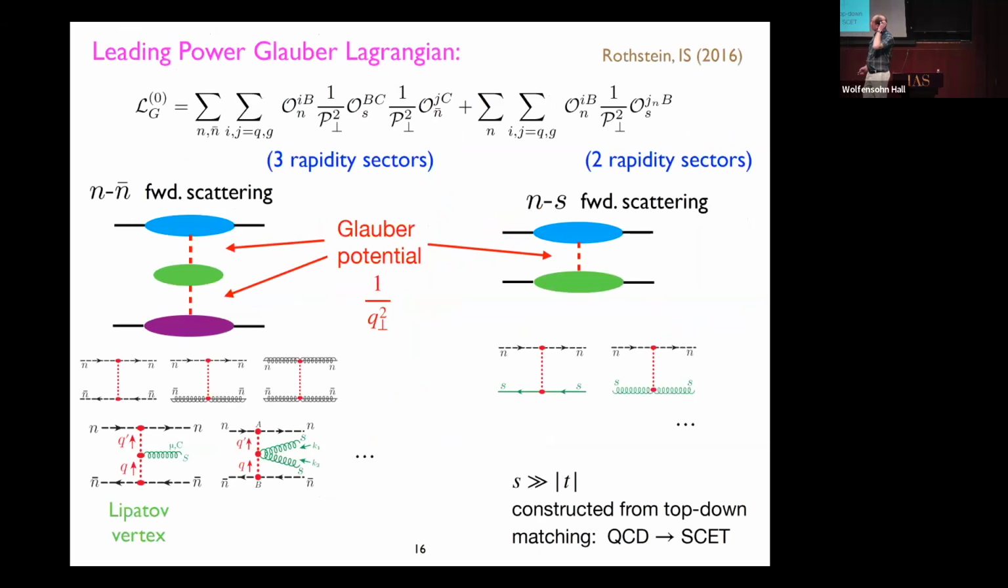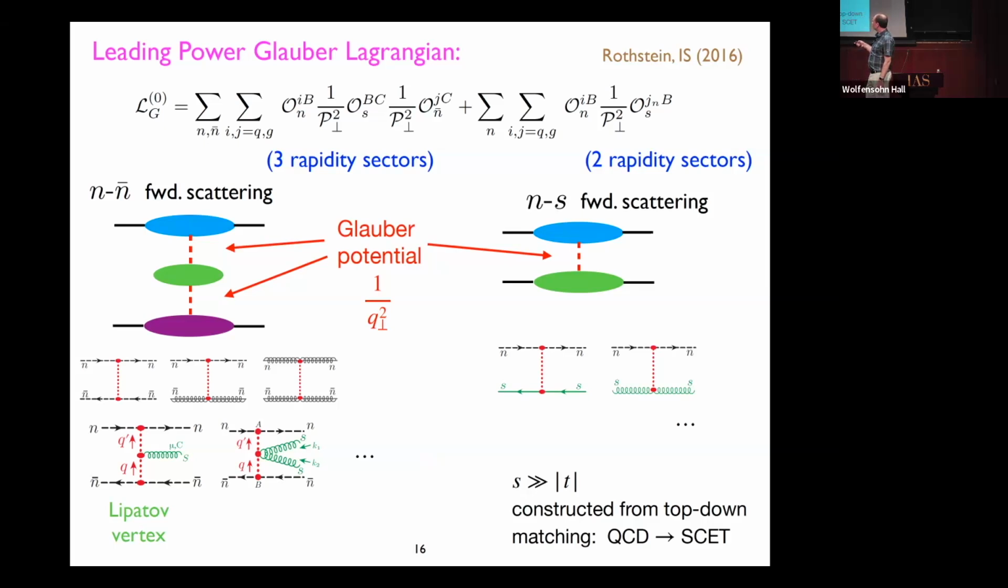There's also one more ingredient in SCT that's actually going to play a role in my talk when I talk about forward scattering, but it's also important for hard scattering, and that is what's called the Glauber Lagrangian. So this is, instead of having a hard scattering collision, you have a forward scattering collision. And we'll see why that matters later on.